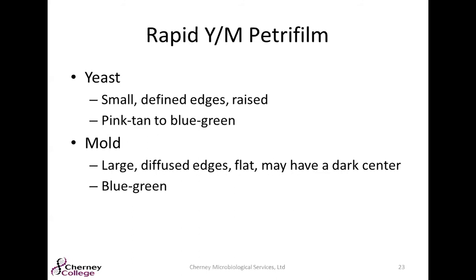Switching gears now from EB over to rapid yeast and mold Petrifilm. So yeast on the 3M Petrifilm is going to be small, defined edges, and actually is a little bit raised. If you run your finger over the top of the Petrifilm, it feels like a small bump. They can vary in color. They can be pink, tan, blue, green. There's quite a variance with yeasts.